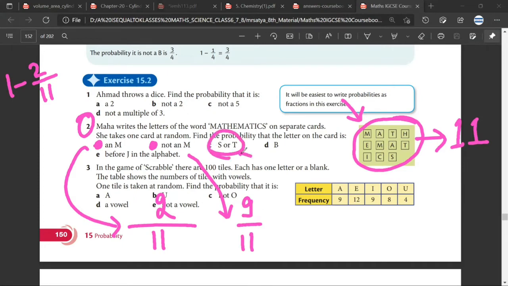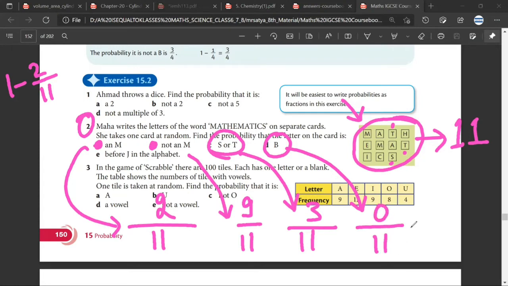Getting an S or a T: 2/11. Yeah. So getting a T is this one, getting an S is this one. So these two options I am interested in. Sir, there is another one. Yes, there is another T. So these 3 options I am interested in. Is it making sense? Yes, sir. The probability of getting a B, there will be 0. Therefore this would be 0. Any doubt? No doubt.